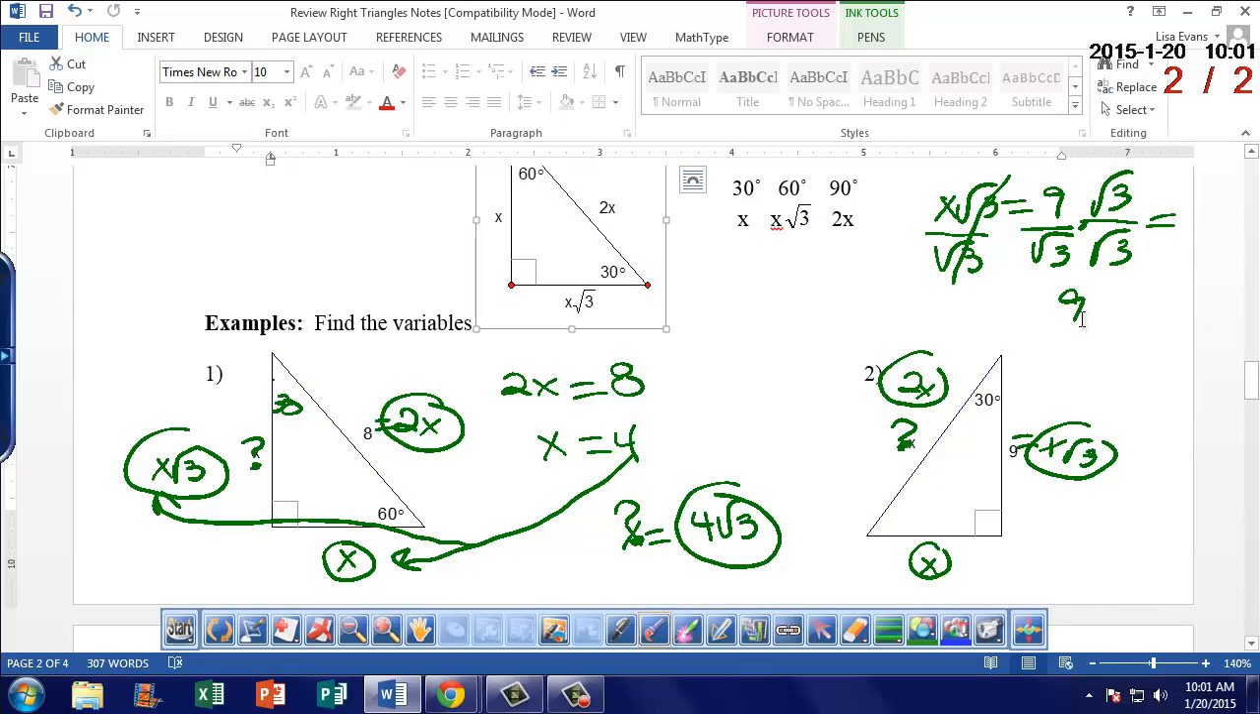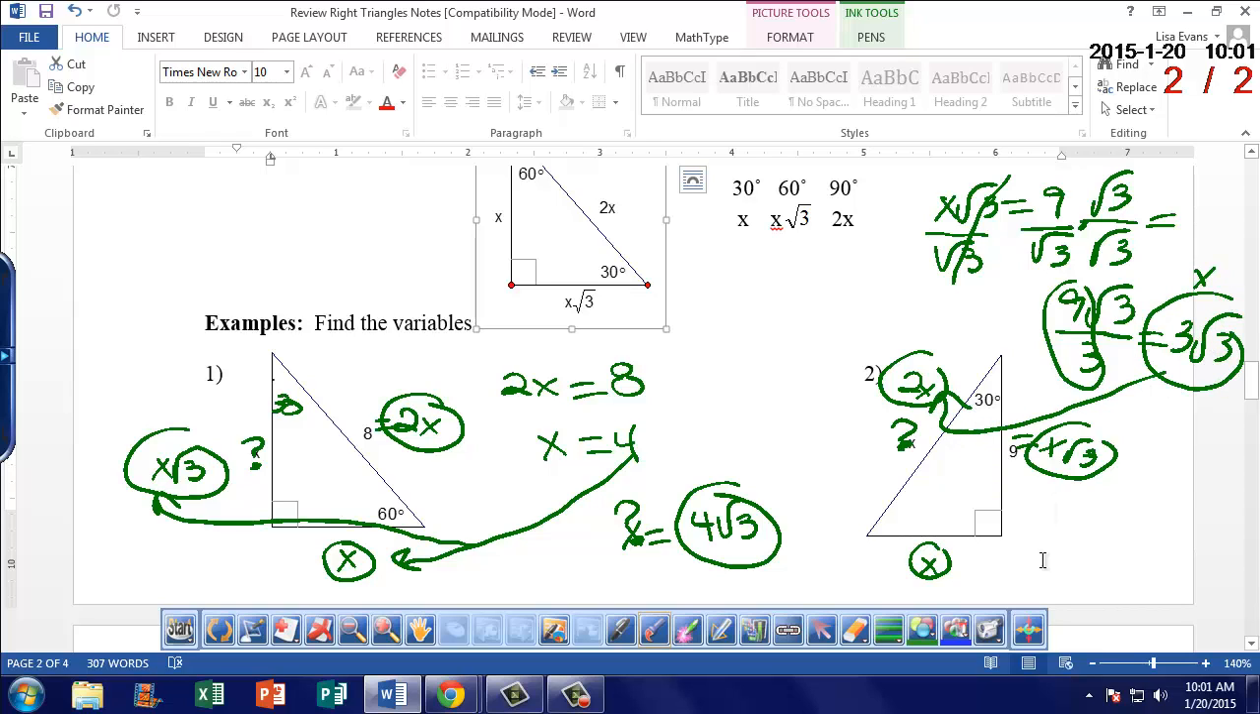When I do that, I get 9 root 3 over 3. This simplifies to 3, and I get 3 root 3. This is x. All this work I did is for x. Okay, this is now x. I don't want x. I want the hypotenuse. So I'm going to have to take this and substitute it in. So you have 2 times 3 root 3. Multiply the outsides together, and my missing side, my hypotenuse, is 6 root 3.